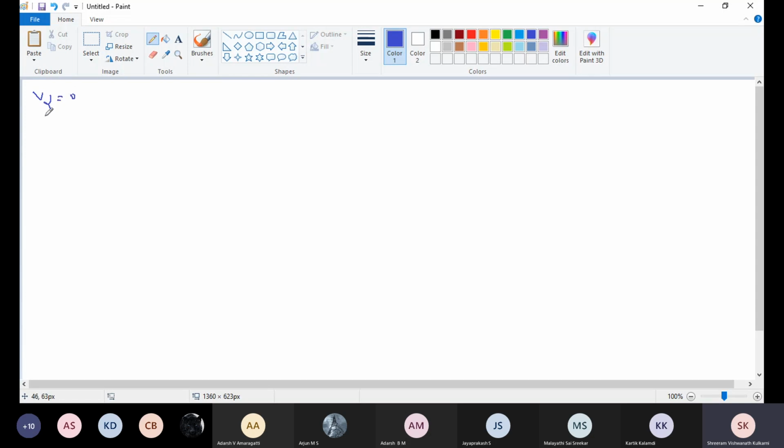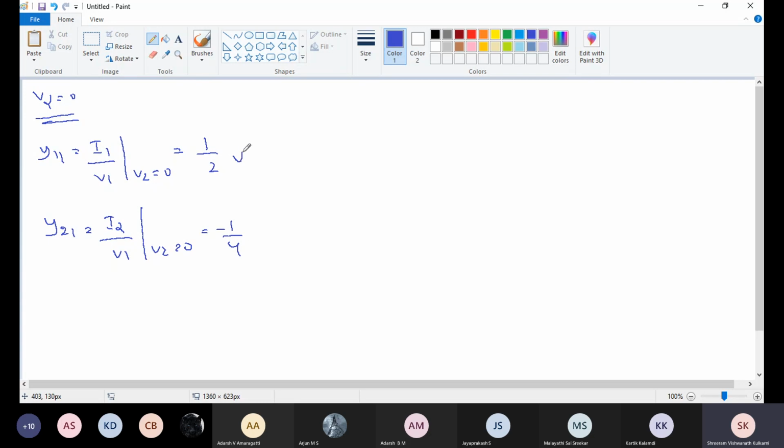Now where I stopped: V2 equals 0, we got Y11 equal to 1 by 2. I'll write it in equation form. Y11 equals I1 divided by V1 when V2 equal to 0. I got 1 by 2. Now Y21 equals I2 divided by V1, V2 equal to 0. That is, I got minus 1 by 4 mho.